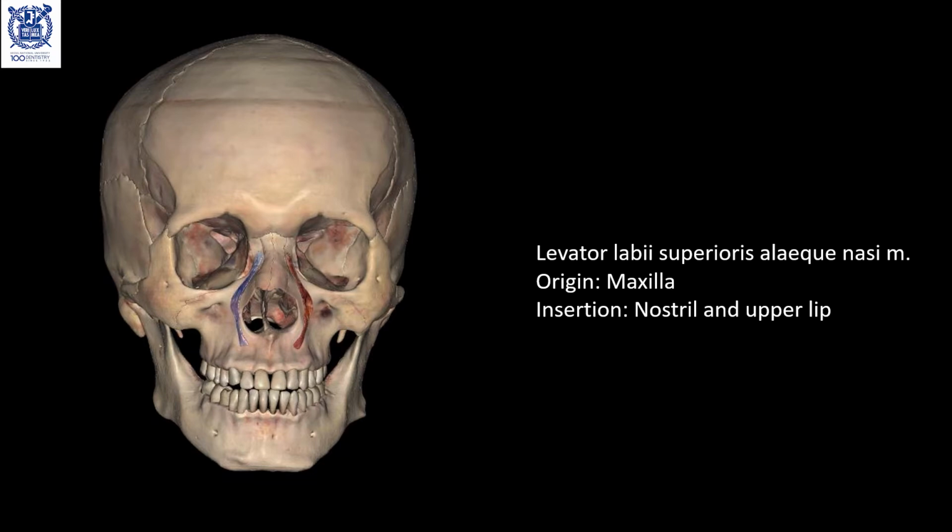Historically known as the otos muscle, it dilates the nostril and elevates the upper lip, enabling one to snarl. Elvis Presley is famous for his use of this expression, earning the muscle the nickname the Elvis muscle. The levator labii superioris alaeque nasi muscle is sometimes referred to as the angular head of the levator labii superioris muscle. It is supplied by the superior labial artery and is innervated by the buccal branch of the facial nerve.